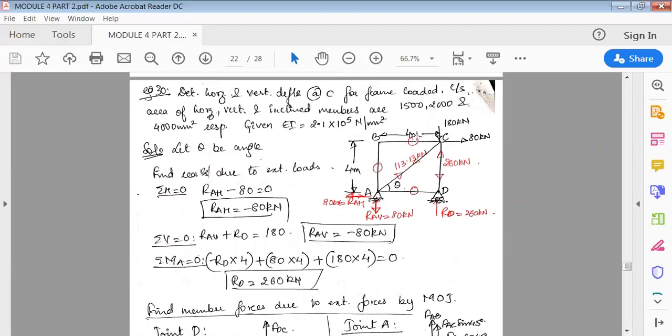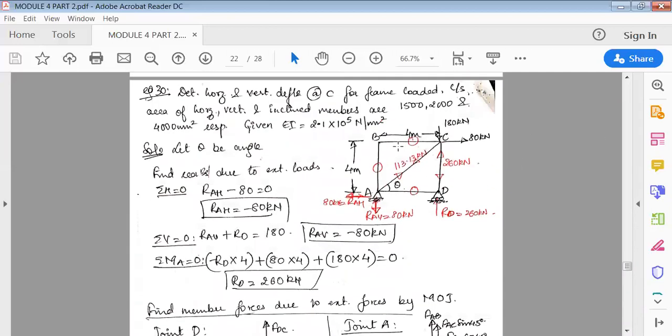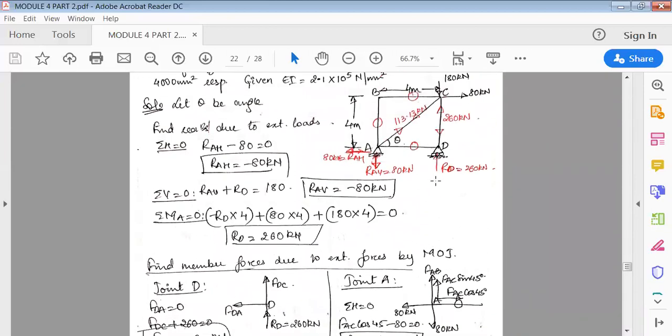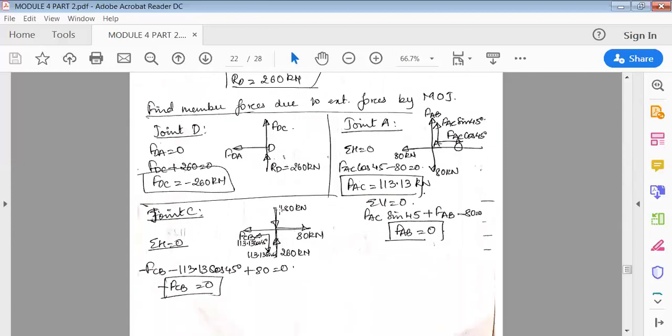The last member is this. You have to find how much is the force in BC. So either you can consider joint B or joint C. So if you consider joint C, see all the forces, you mark them properly. Okay. So in joint C, there are forces 180, 260, and 80, and only FCB is unknown.